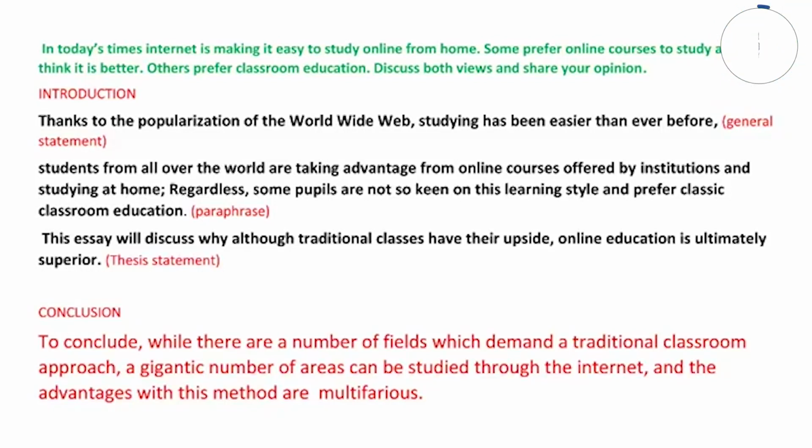The topic is: Internet is making it easy to study online from home. Some prefer to use online courses to study, but others prefer classroom study. Now you can see that there are two contradicting views. One prefers to study online, however others feel that classroom study or classroom education is better. Now discuss both views and share your opinion.